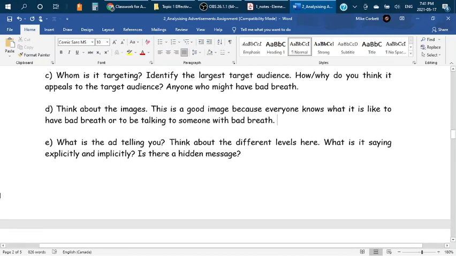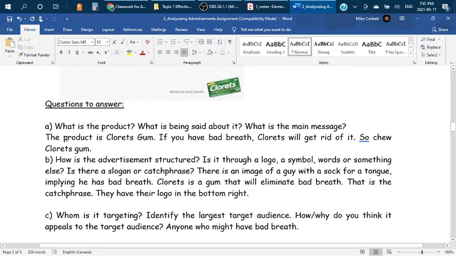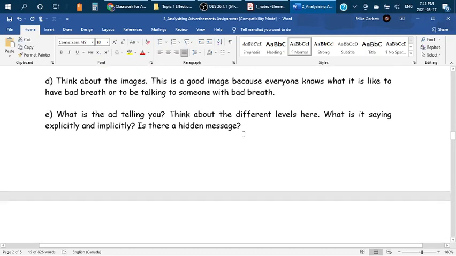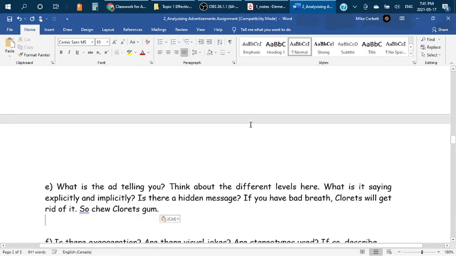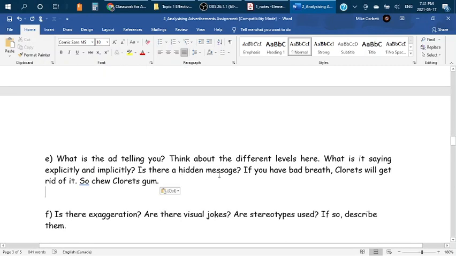So what is the ad telling you? Think about it on different levels. But again, this ad is essentially telling us the exact same thing that we said right up here in number 1. So we're basically just copying and pasting this answer again because, like I said earlier, these questions sort of have a bit of a repeat. Is there a hidden message? Again, there's no real hidden message here. It's a very explicit message. Chew our gum. It'll give you better breath.